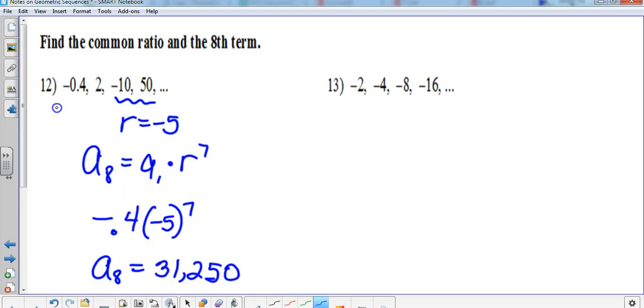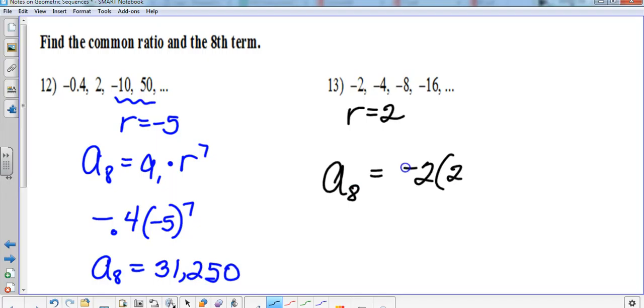So what's the ratio on the next one? R equals 2. So to find the 8th term, what are we going to do? Ooh, 2 to the 7th is... All right, still pretty easy.